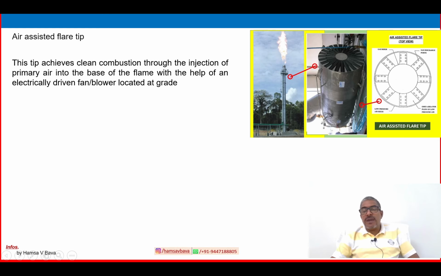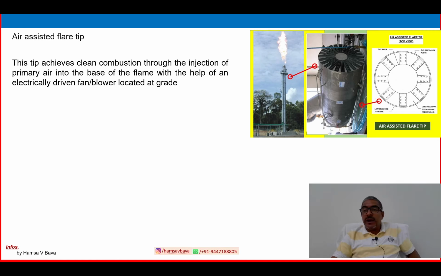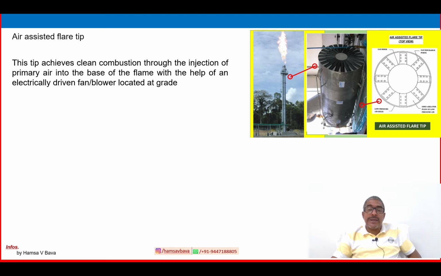Normally in the flare system we make sure of complete combustion. How is it achieved? We supply extra air, almost double, an excess air supply. Make sure that excess air is there in the flare system to make complete combustion.